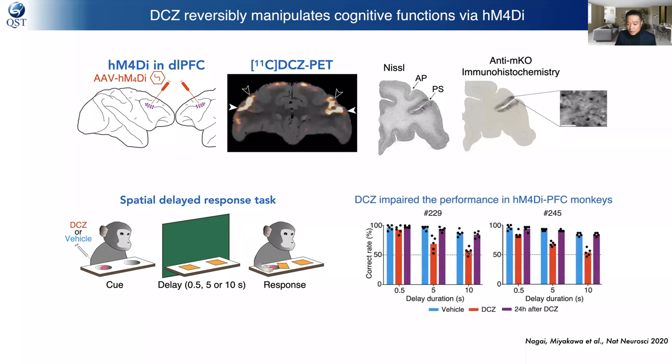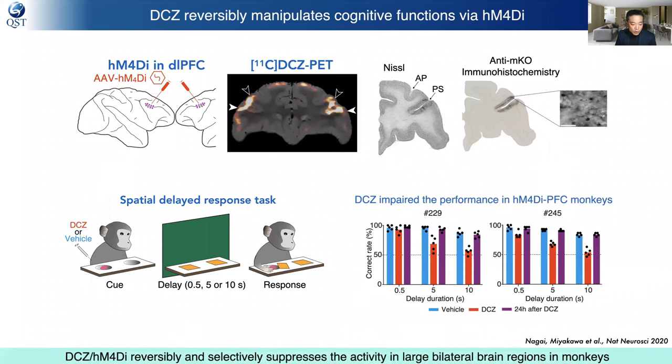In this case, as shown in the red bar, the monkeys' correct rate is more or less at chance level following DCZ injection. But 24 hours after DCZ, the performance completely recovered. So all these demonstrate that DCZ and HM4Di reversibly and selectively suppress the activity of a large bilateral brain region in monkeys, like in this case, DLPFC.